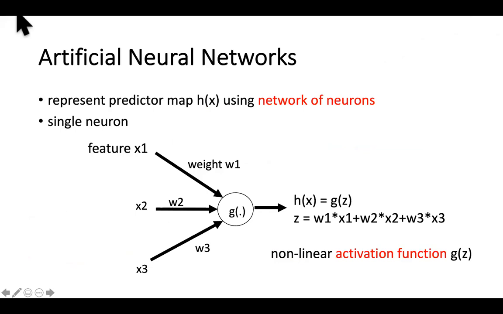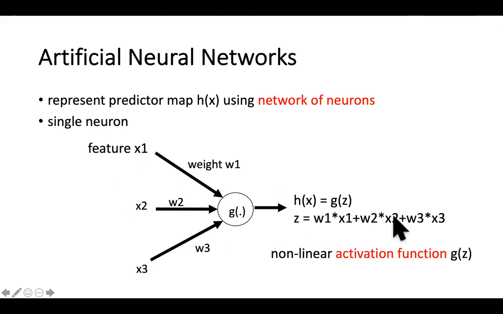So deep learning represents hypothesis maps or predictor maps using a graph structure or a signal flow structure. In the signal flow structure, we have the feature values, the input values, and we multiply them by some weights. So we get this linear weighted combination of the inputs, and then apply a nonlinear function, which we call an activation function. But in the end, the purpose of all this is to define a map or a hypothesis that reads in the features and outputs some number.